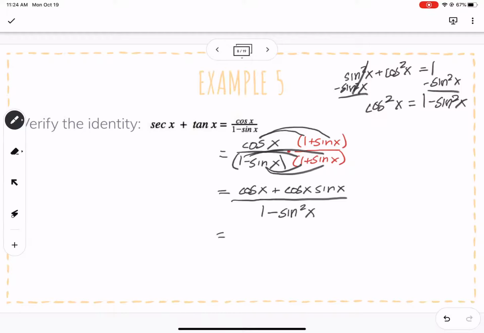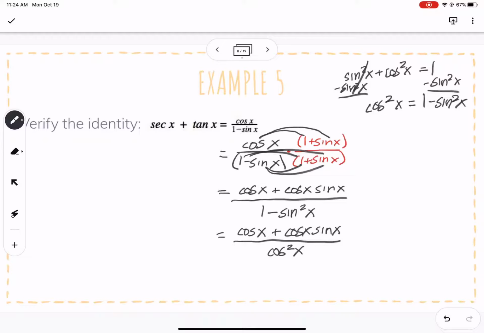Remember, I know it's tedious to keep rewriting things, but this is a proof, so every line counts. We have to make sure that the logic is there. So you don't want to skip steps, actually. You want to be really, really detailed. So I'm going to rewrite this as cosine x plus cosine sine all over cosine squared.